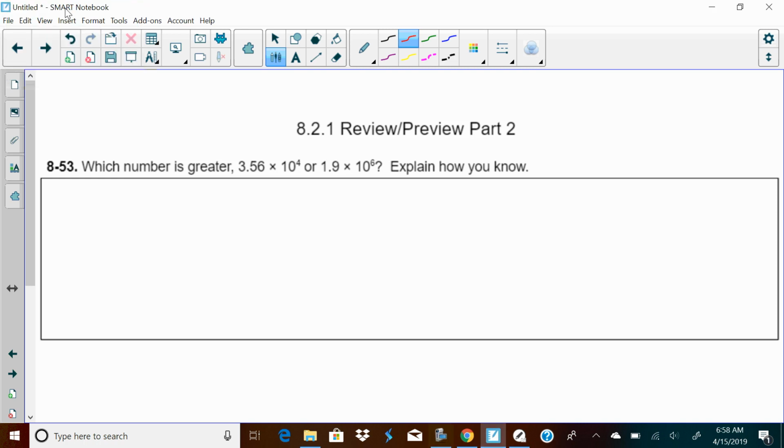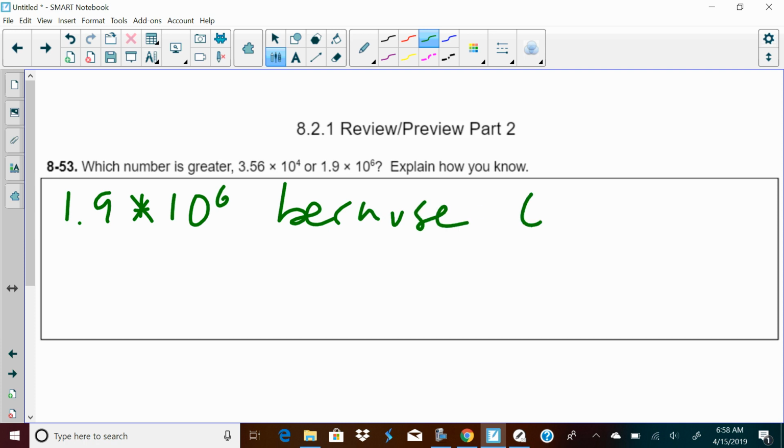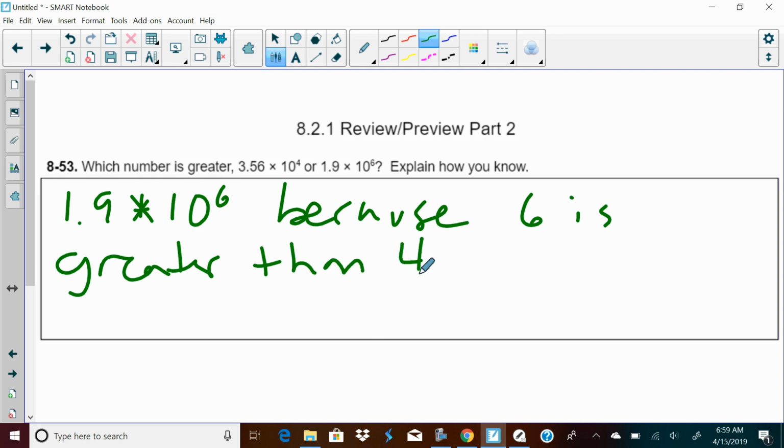Okay, here are the answers for 821 review preview part 2. 853 says which is greater, 3.56 times 10 to the 4th or 1.9 times 10 to the 6th. So I know it's 1.9 times 10 to the 6th because 6 is greater than 4, and we just look at their exponents.